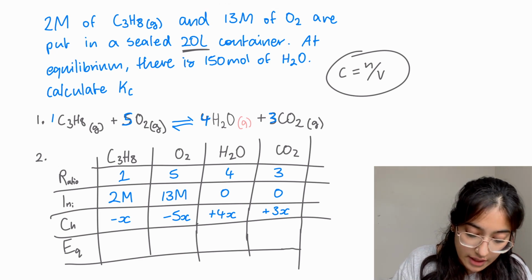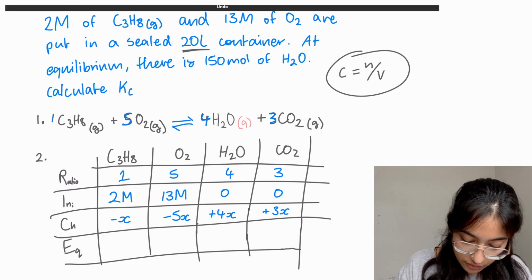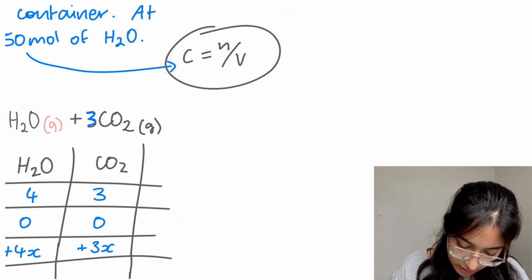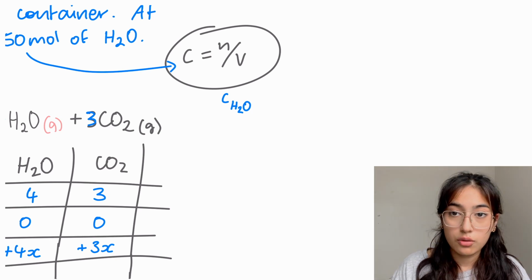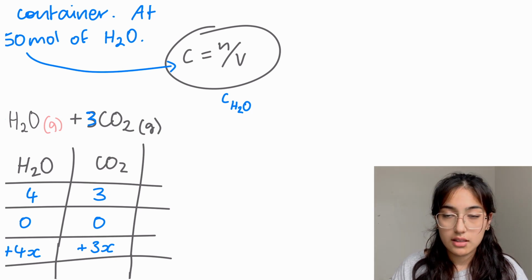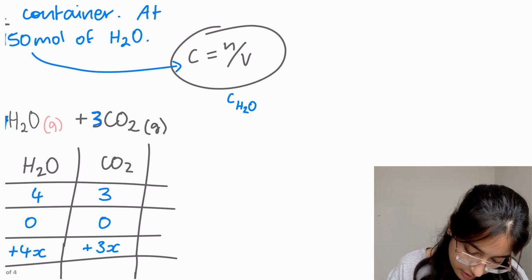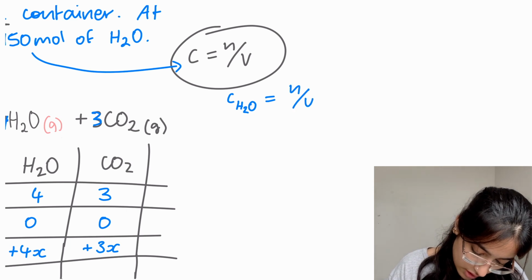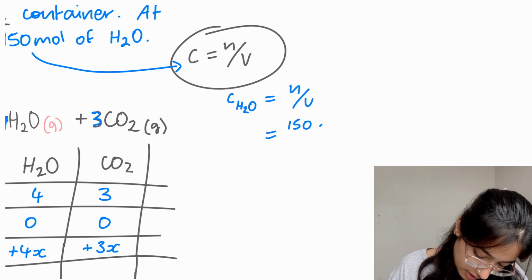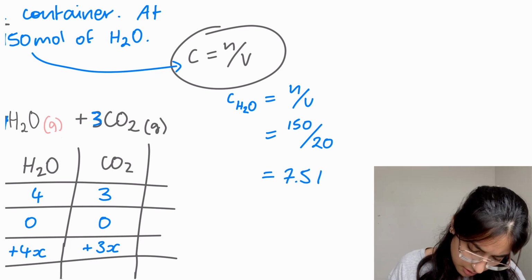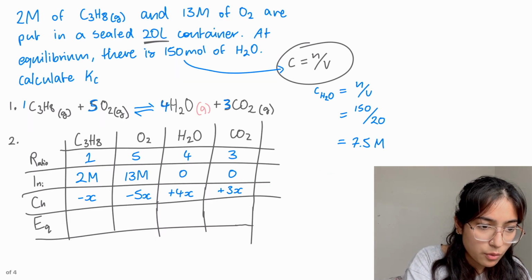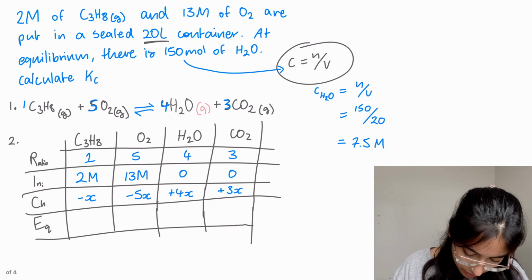And now this is an n value, right? So we would need to actually convert this to concentration. So let's apply this formula. We know that concentration of H2O, by the way, you should write down this working if you do this in the exam. Like, make sure to just write it out somewhere. So this equals n over V, which equals 150 divided by 20 liters, which equals 7.5. And that would be M. So don't forget your units as well. So then we can put in the 7.5 here.